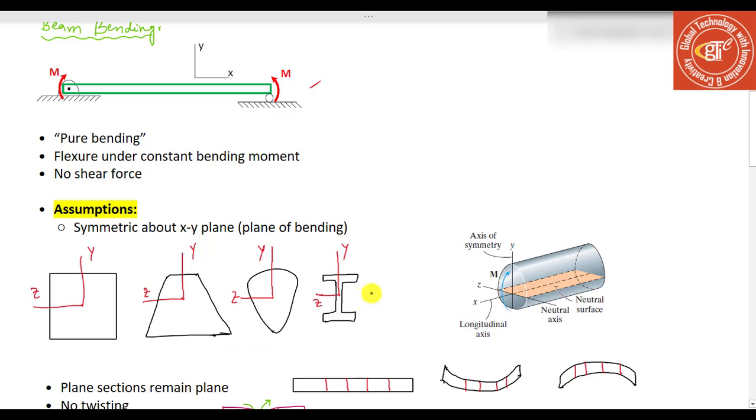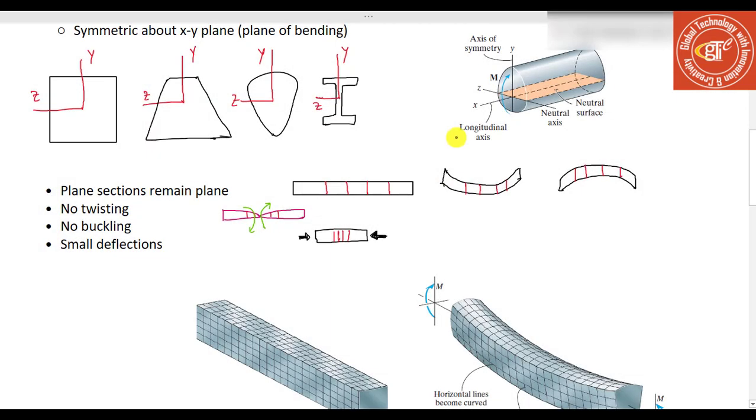And we also made the assumption that plane sections remain plane. I have drawn a marker on this beam. You can see that when I bend this beam, those planes remain plane. They don't warp in and out of the plane, and so there's no twisting. There's also no buckling, and we will talk more about buckling in a future lecture. And we are going to be working with small deflections.